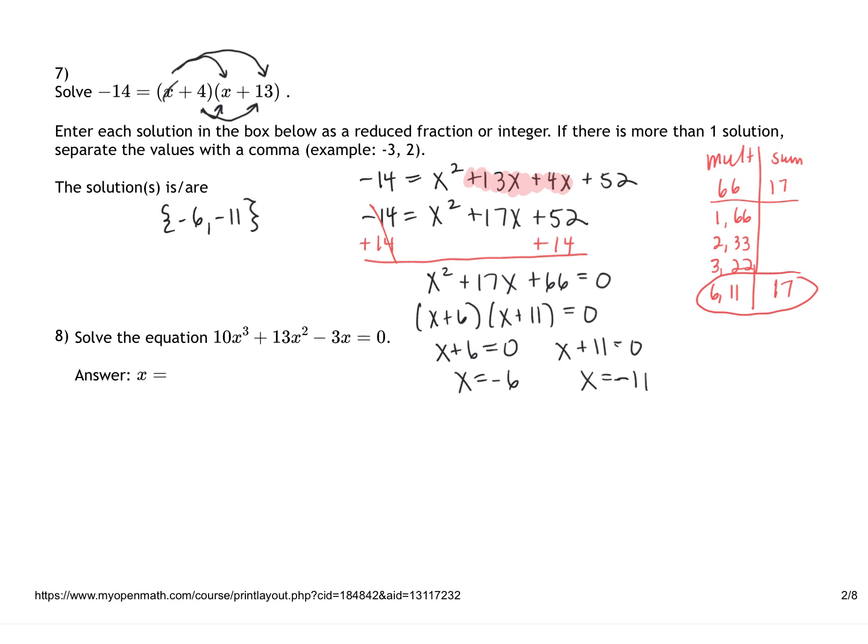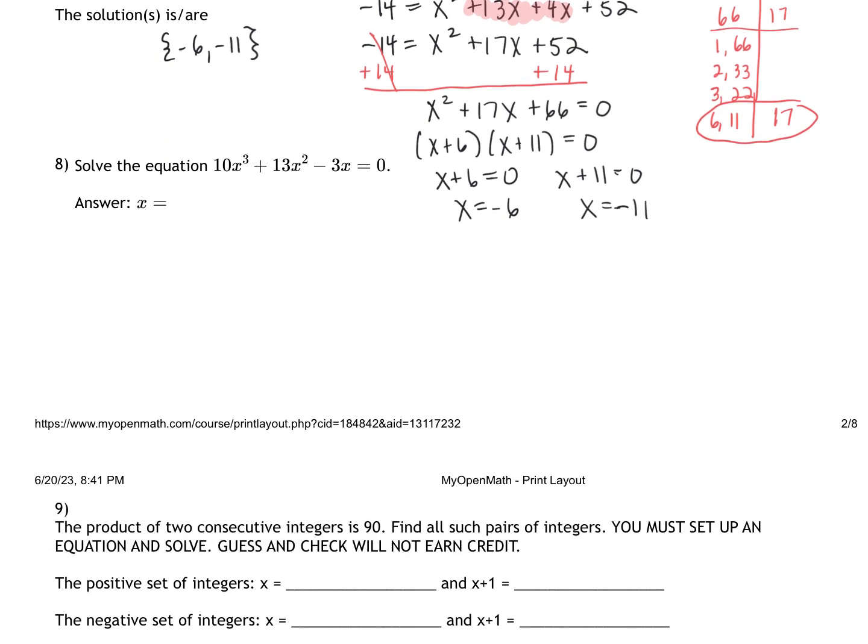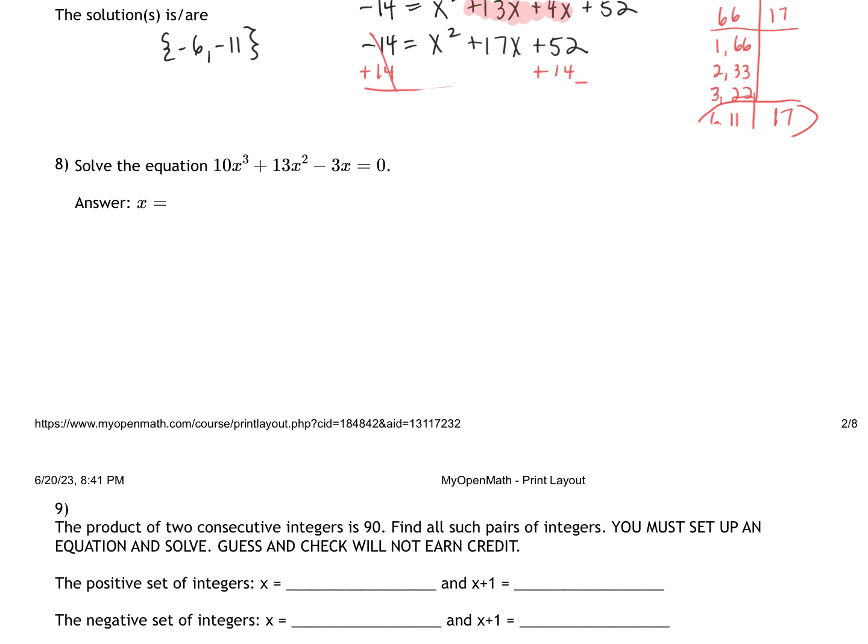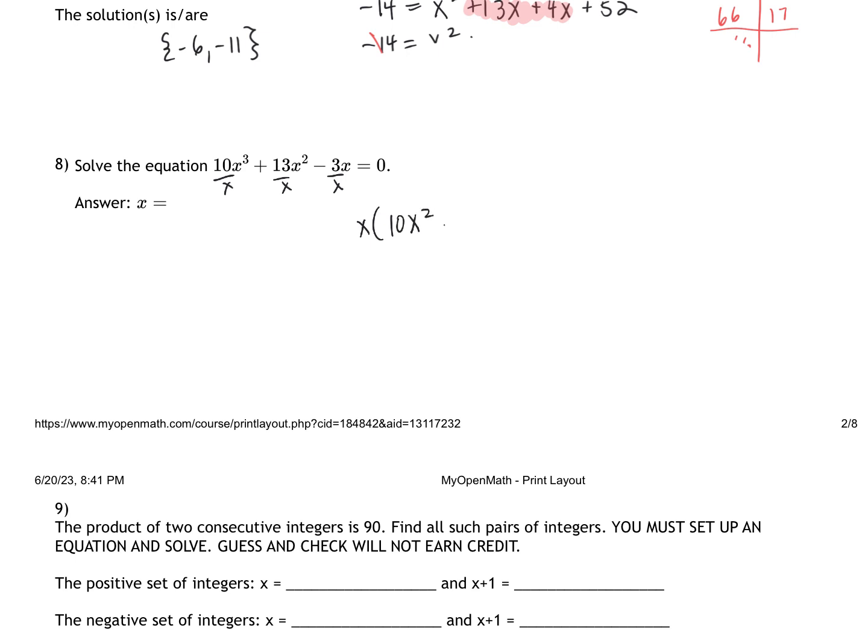Okay, let's look at number 8. Number 8, they want us to solve this equation. So here the trick is to notice that there's an x in common in all the factors. So I would start by dividing that out. So I would write down the common factor and then write down what's left in parentheses. So I'd have 10x squared plus 13x minus 3 equals 0.